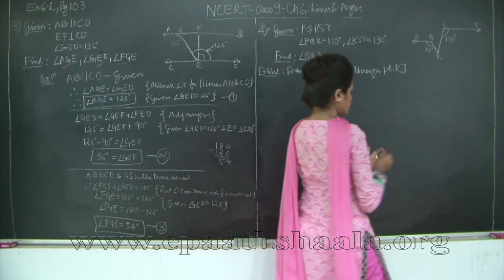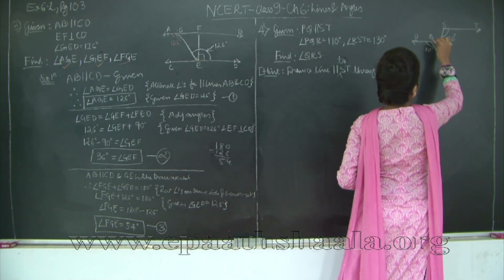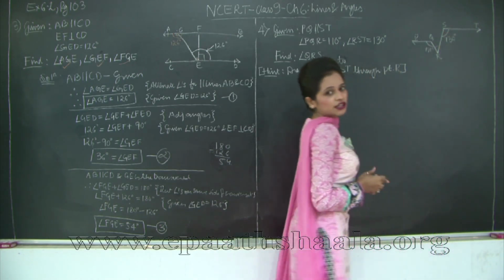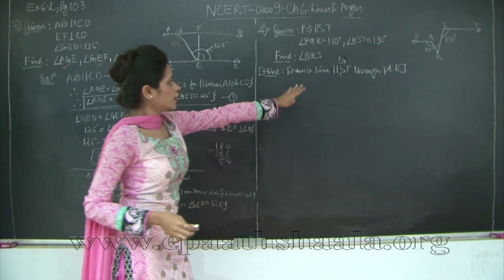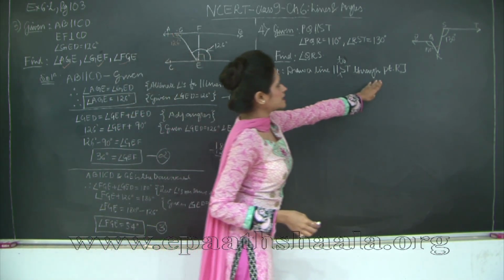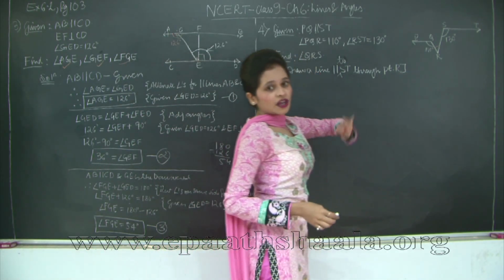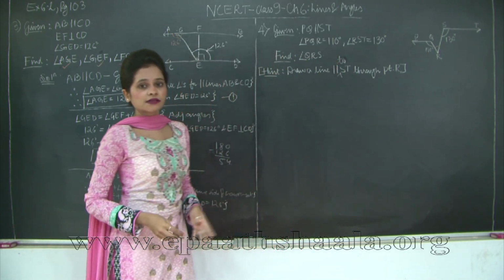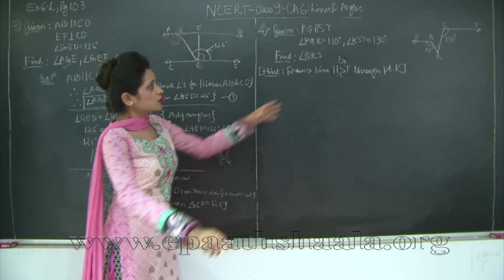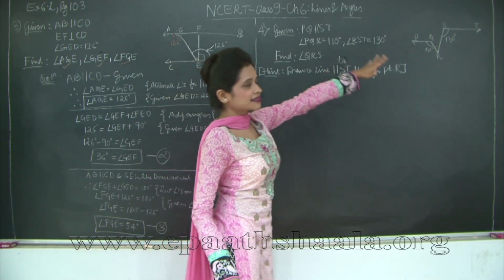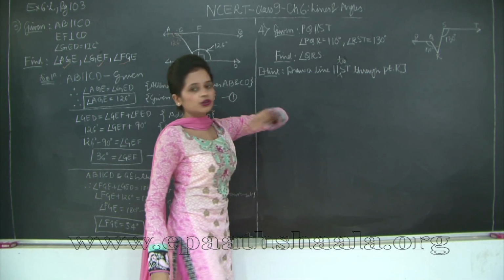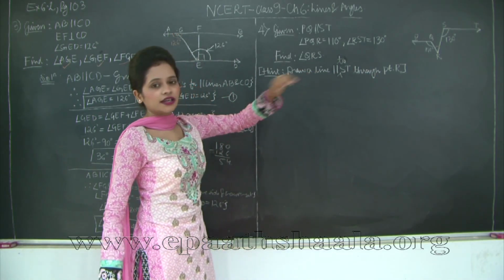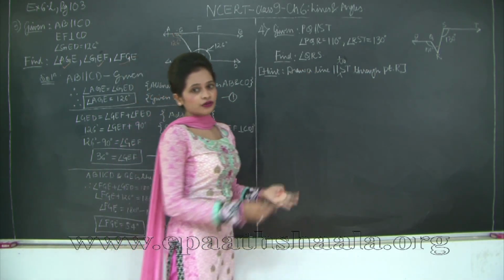So let's mark what we need to find. I need to find this angle QRS. We need to find the measure of this angle. So they have also given the hint, draw a line parallel to ST through point R. They have given this hint in your textbooks, but they might not give it in the exams. So just in case you come across a question like this in your exam, remember that you need to draw a line parallel to ST through point R for solving this question.